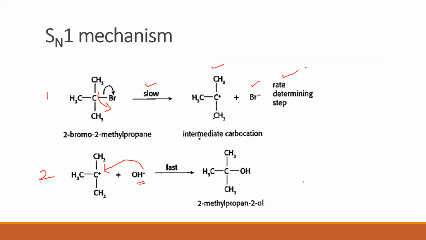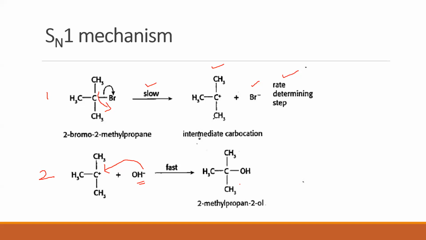Now you can clearly see that there are slight differences between SN1 and SN2 just by looking at the slide. Can you figure out the differences? SN2 was a single step process. Clear? Whereas SN1 is a two-step process. There you just had one step via a transition state, so you did not have the slow step or the fast step. Whereas here, since you have two steps, you have the slow step and the fast step as well. Therefore, you will have the rate determining step. So this is the first difference.